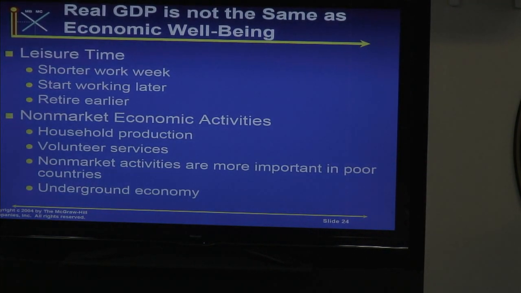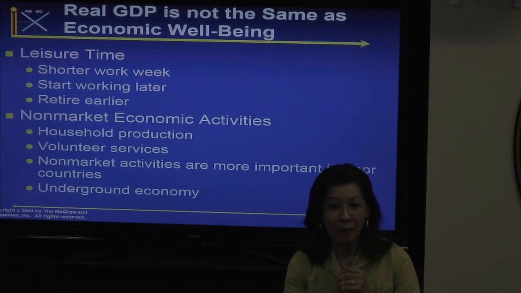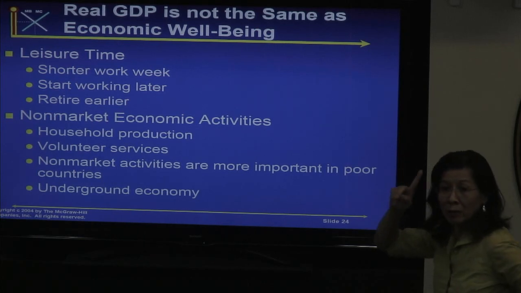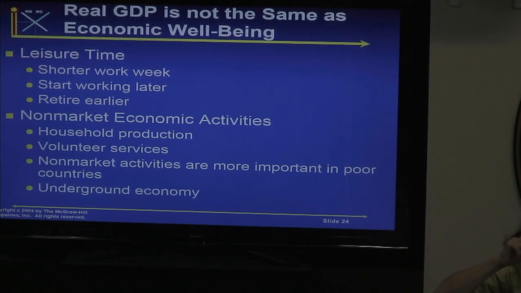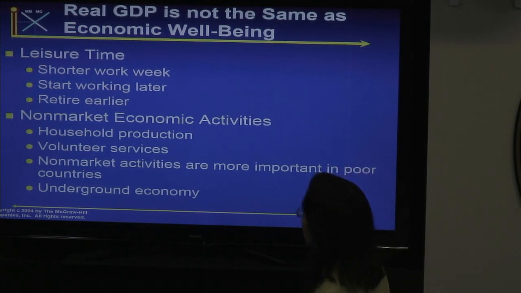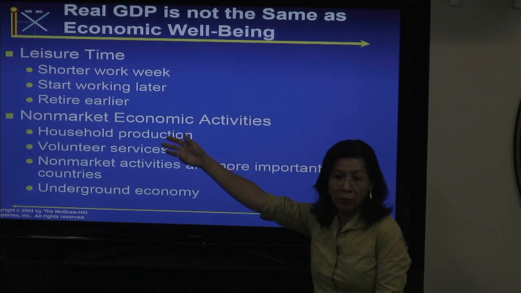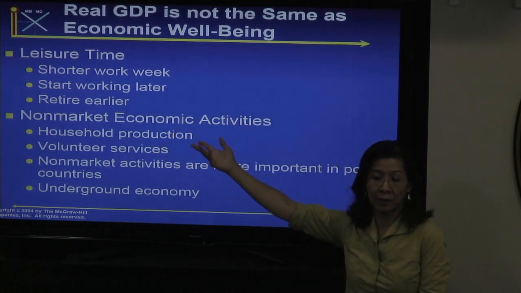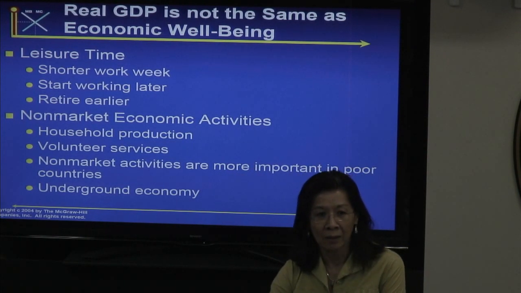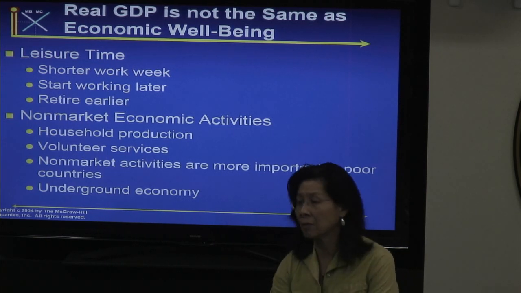Now, you have seen how we use GDP to calculate production. So is GDP like everything? What does it tell you? There's one short-term disadvantage of using GDP. It's not the same as economic well-being. For example, it does not capture leisure time. Other countries like France, for example, have a shorter work week, like 32 hours per week instead of 40.